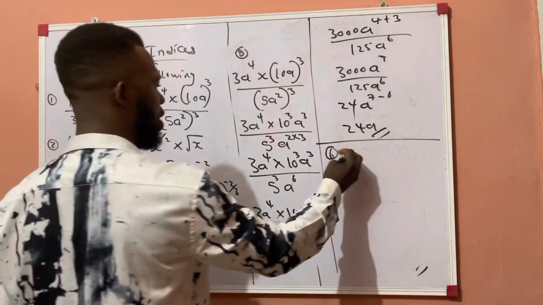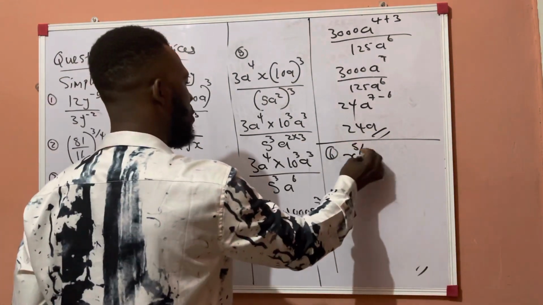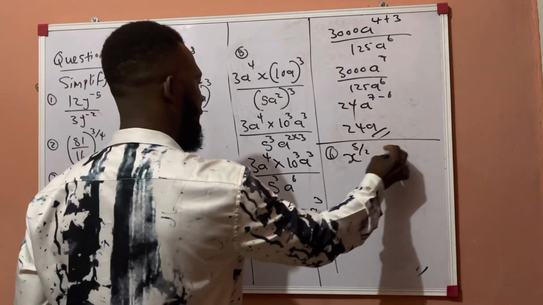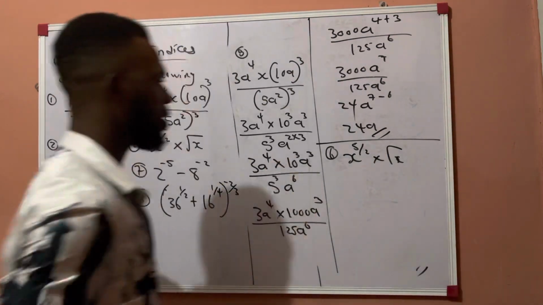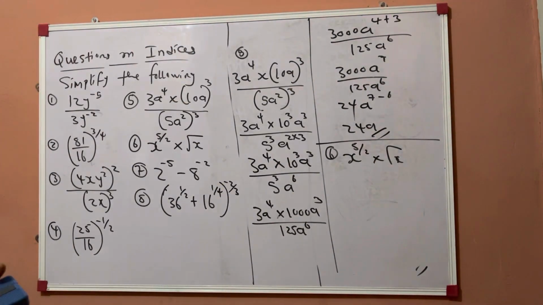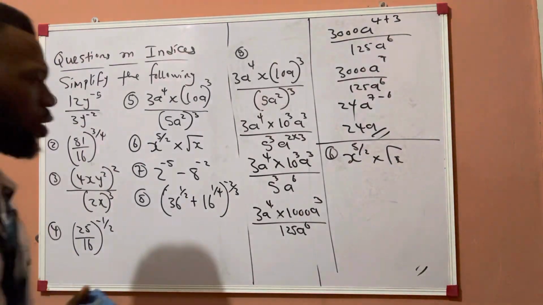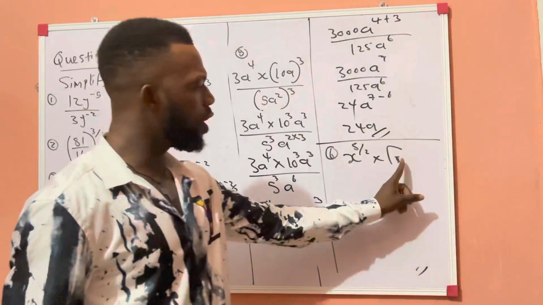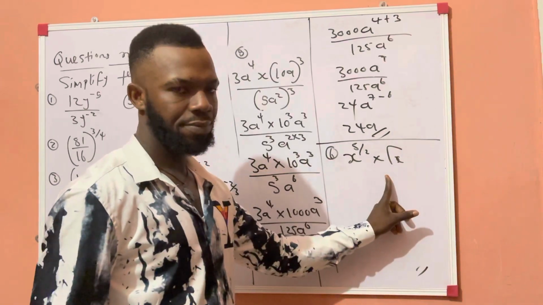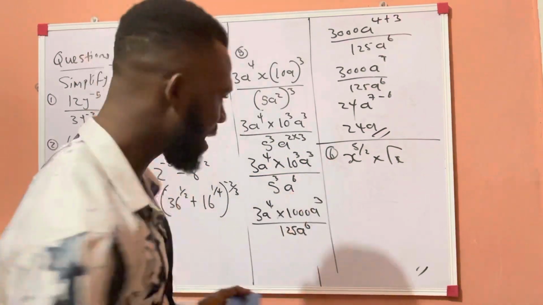Question number 6 says, x raised to the power of 5 over 2 times root x. Yes, x raised to the power of 5 over 2 times root x. Now, naturally, some students don't really know what this root sign means. Okay, let me try to analyze something.